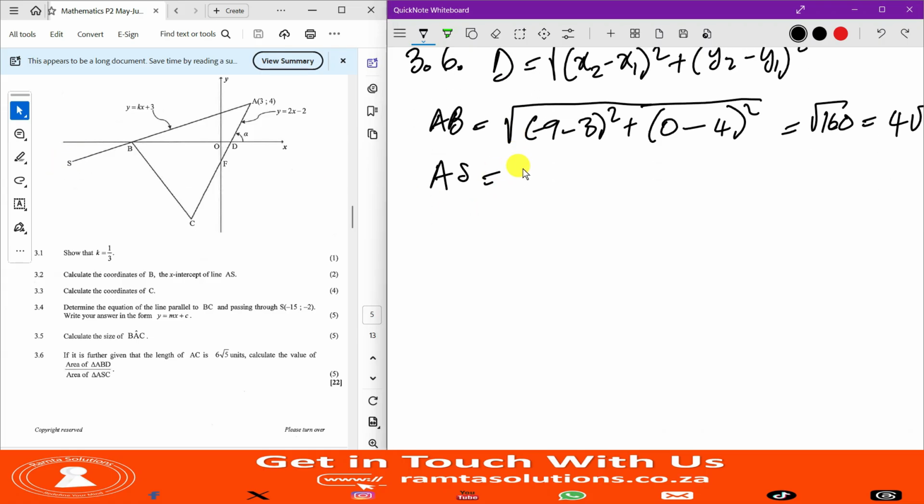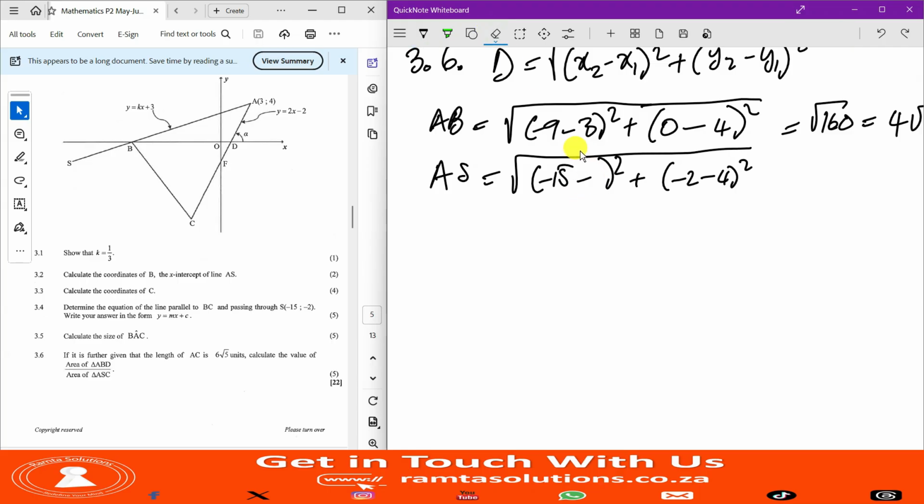S will be the last point, meaning it is my point that I refer to as 2. The x value was minus 15. What is the x value of A? It is 3. Close. And then the y value of S was minus 2. What is the y value of A? It is 4. Close. Okay.